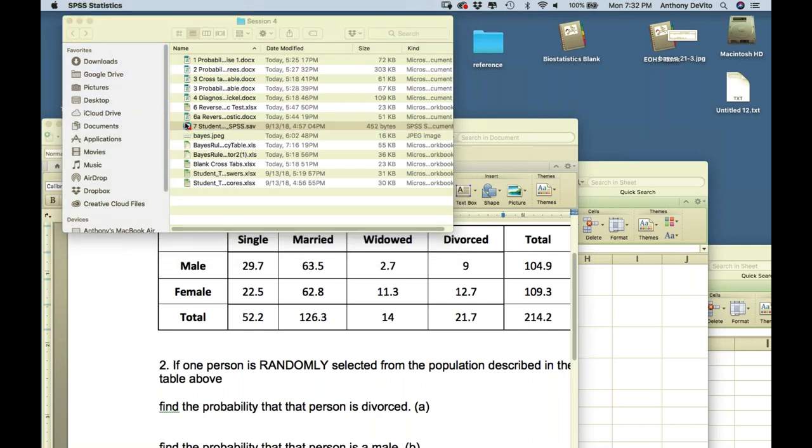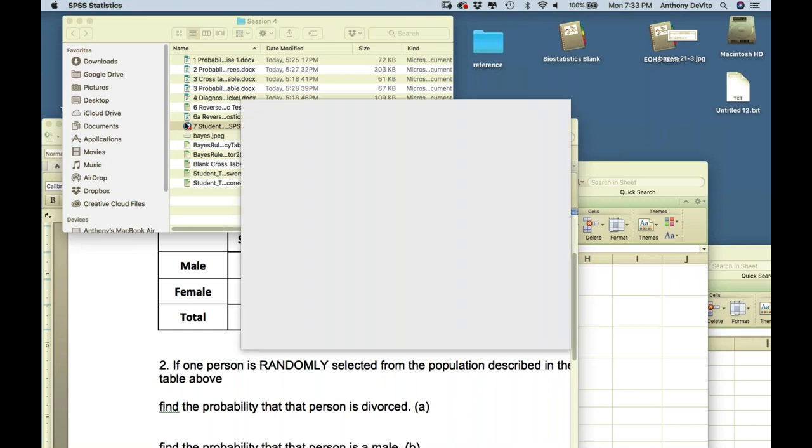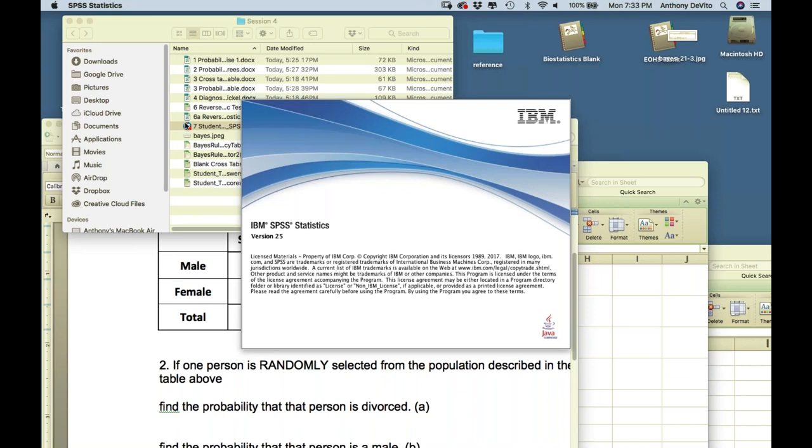Okay, I'm going to use the student test score, the very simple student test score document. I think you guys use that, right? On the assignment, student test scores.